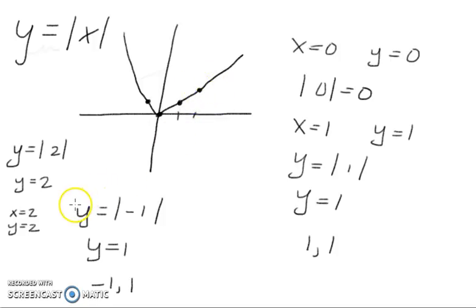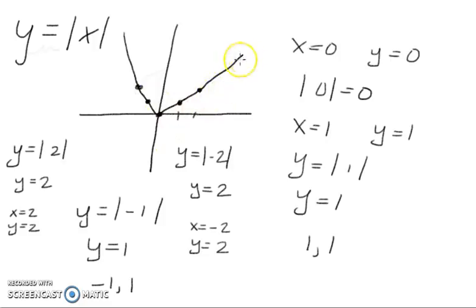So guess what happens when x equals -2? Because absolute value is distance, it spits out as positive, so y equals 2. So when x equals -2, y equals 2. And that would be here. So that's why, if you notice, the graph is always positive.